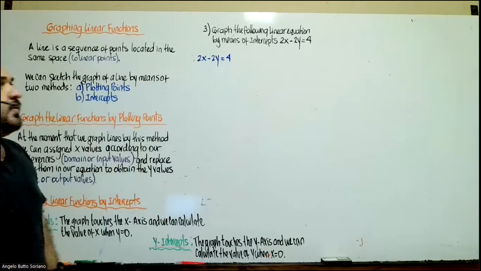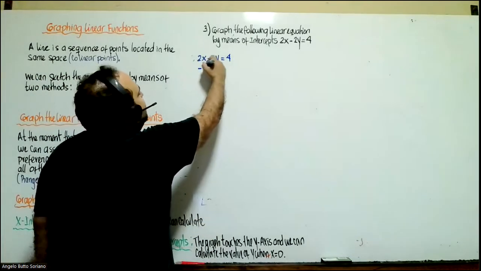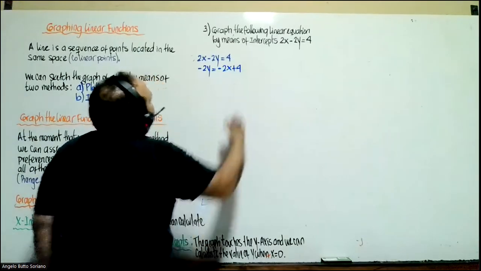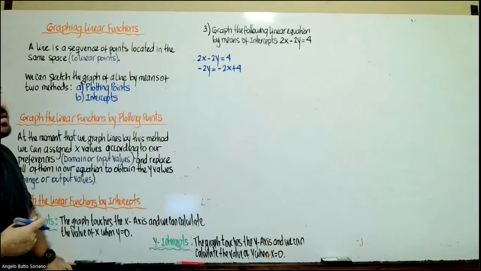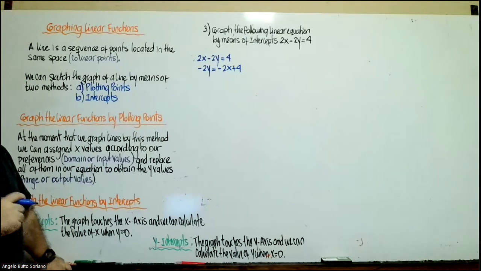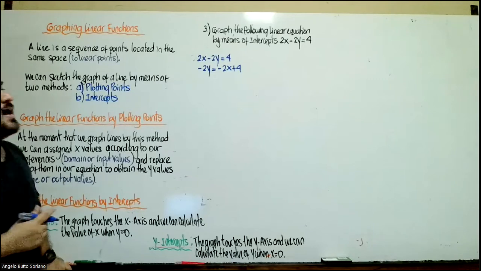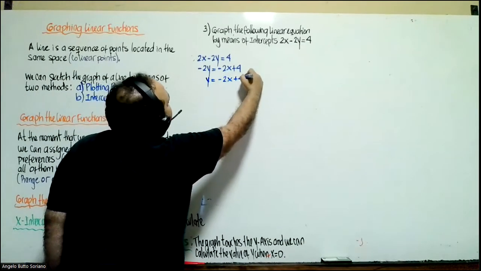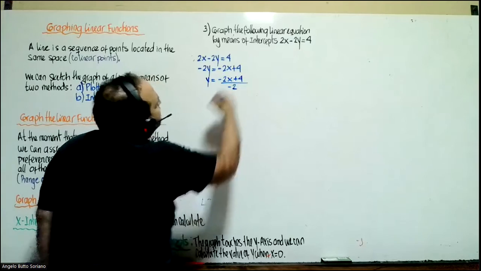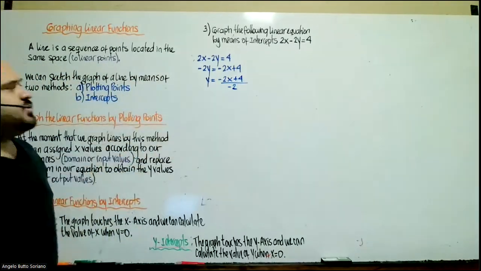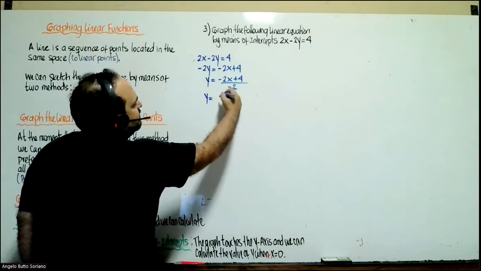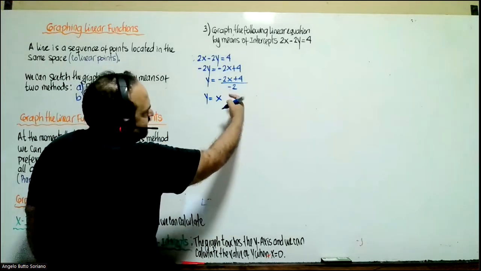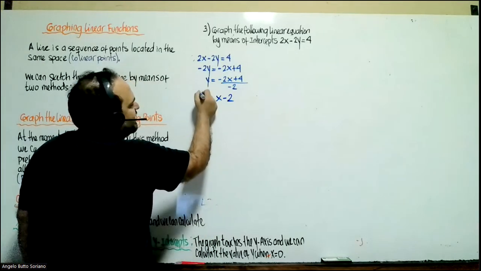And we're supposed to solve for y, okay? Now, negative 2y equals negative 2x plus 4. Remember, always the term that has the letter x will be located at the beginning. That negative 2 is multiplying, so it passes to divide. So y equals negative 2x plus 4 divided by negative 2. Dividing both terms by negative 2, negative 2 divided by negative 2 will be positive 1, I mean x. And 4 divided by negative 2 will be negative 2.